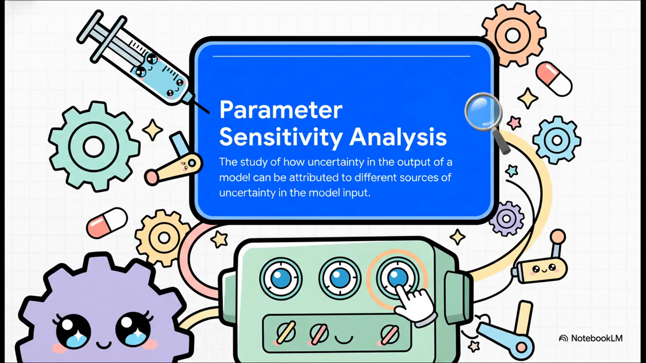Now, the name, parameter sensitivity analysis, I know, it sounds super technical, but the idea behind it is actually pretty simple. Imagine a giant machine with 100 different dials and knobs. All this technique does is methodically turn one dial at a time to see which one has the biggest impact. It's all about finding the stuff that really matters.